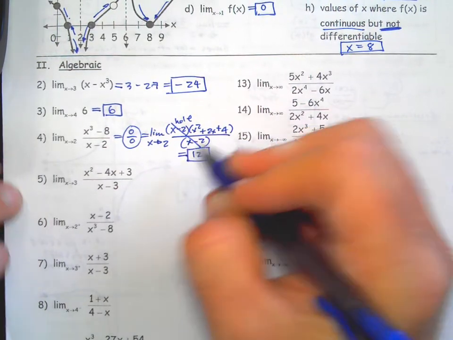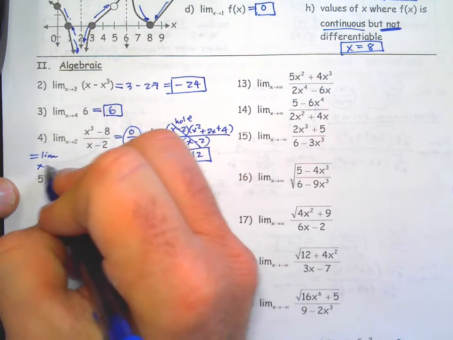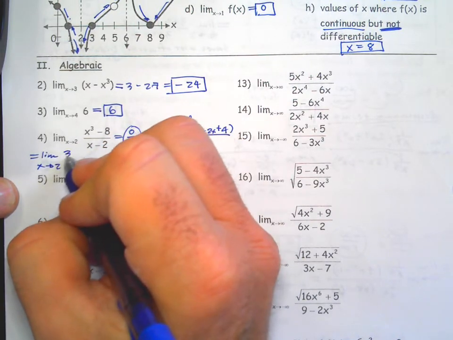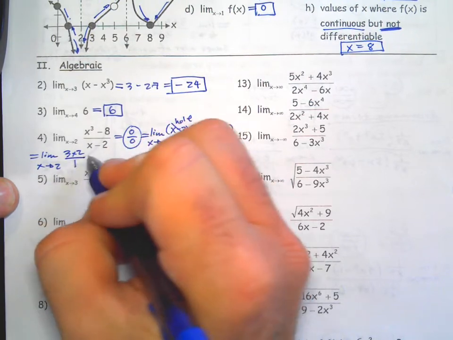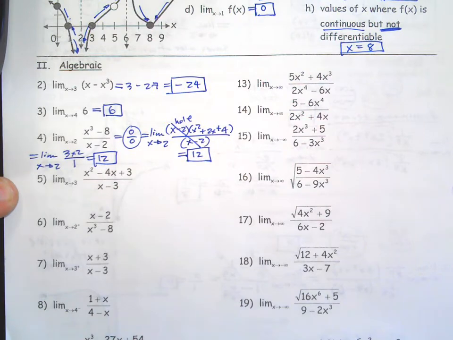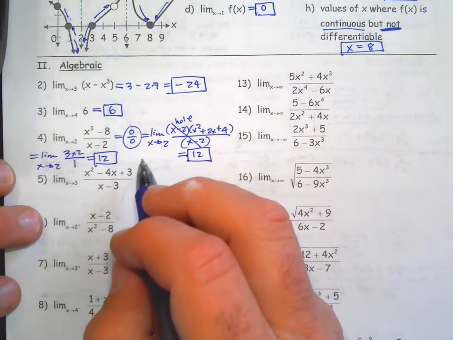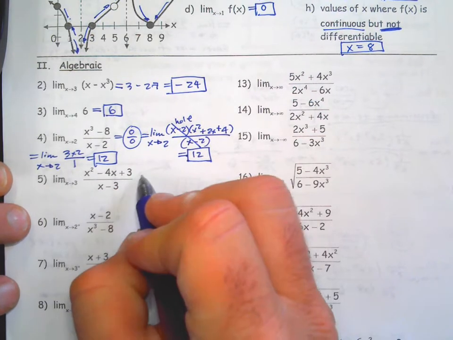Now, alternatively, we have a new approach where we could take the derivative of the top and bottom and use L'Hopital's rule. 3x squared over 1, plug 2 in, you get 12, which kind of seemed nice. Sometimes it's not better. I'm going to force you guys to do it both ways on your next test, so you might as well practice it both ways now.